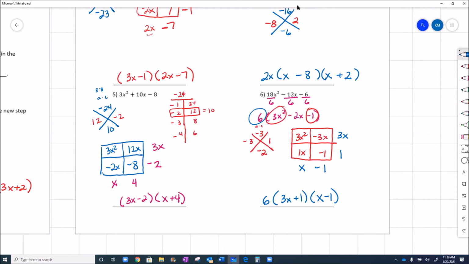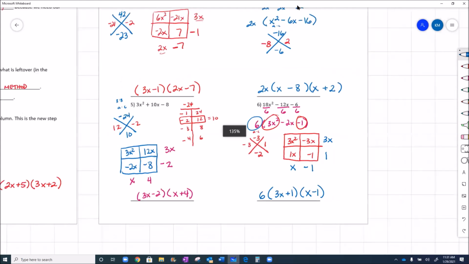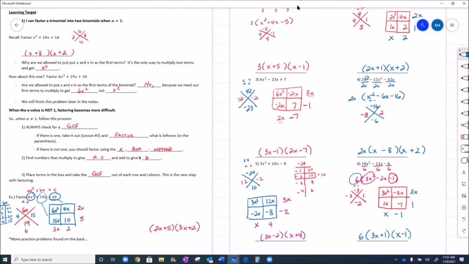Okay, so that is factoring our quadratics when a is not 1.